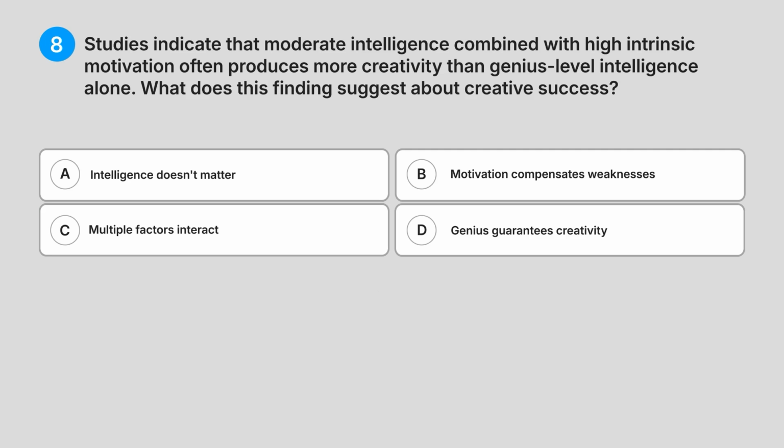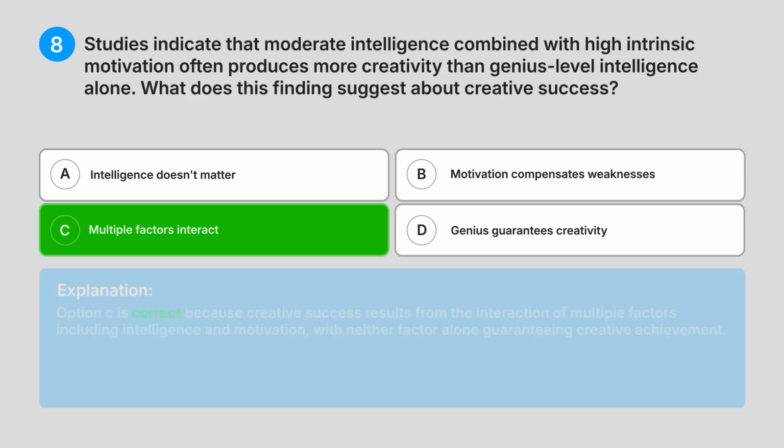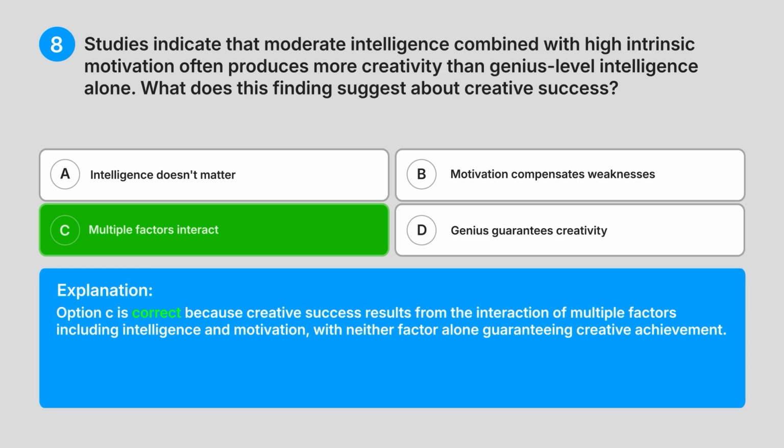Correct answer, C. Multiple factors interact. Explanation. Option C is correct because creative success results from the interaction of multiple factors including intelligence and motivation, with neither factor alone guaranteeing creative achievement.